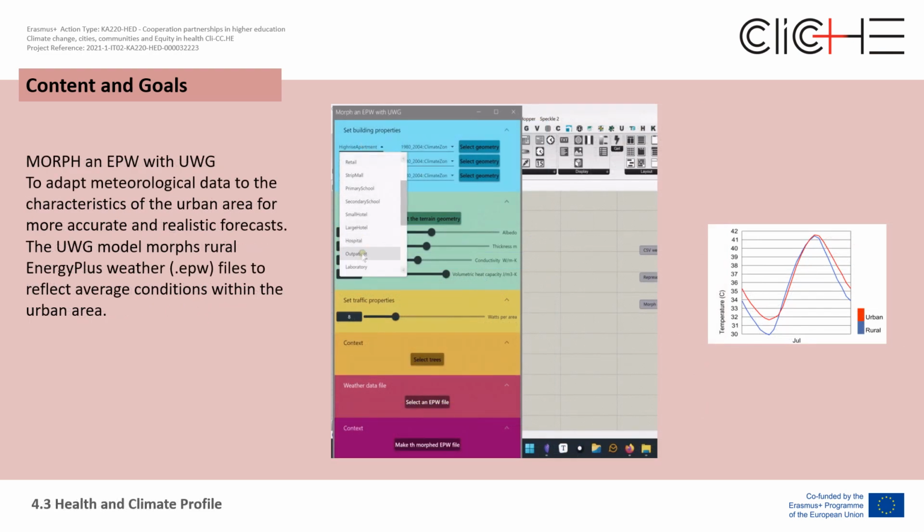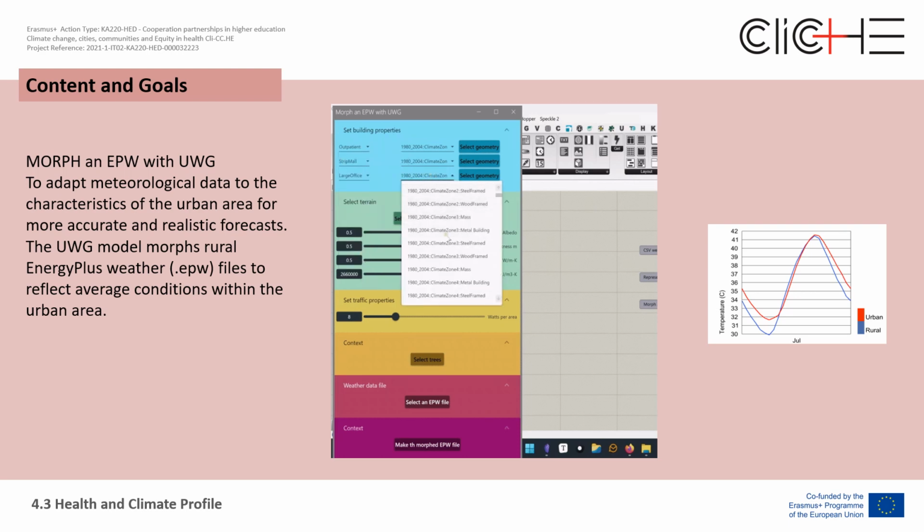This tool requires the user to provide some geometric information about the area of interest, such as building characteristics, soil type, and vegetation. In addition, the user must specify the intensity of anthropogenic activities in the area. Once this information is provided, the software performs a morphing of the meteorological information contained in the EPW file, adapting it to the urban area.